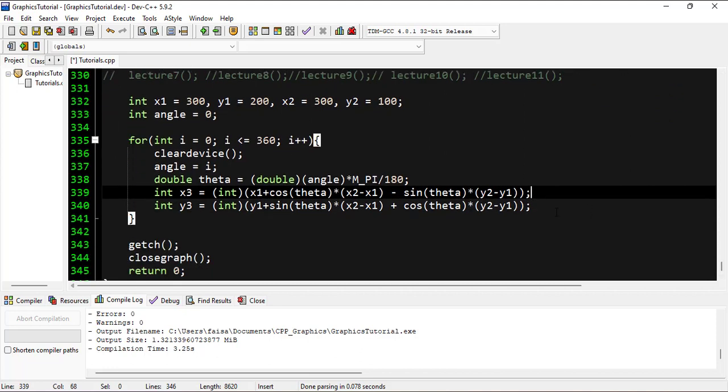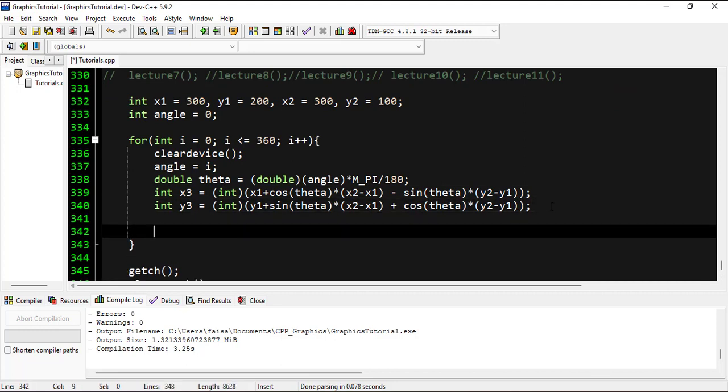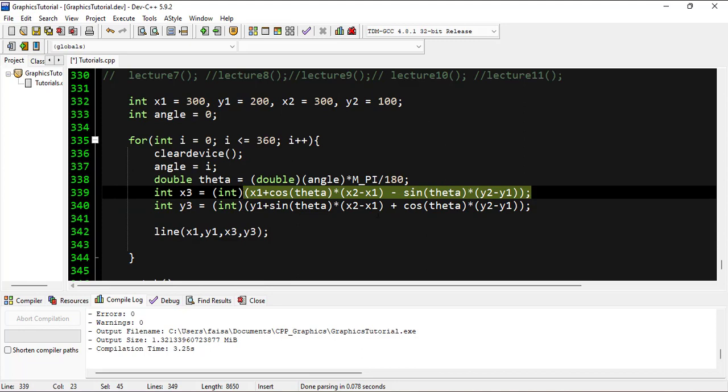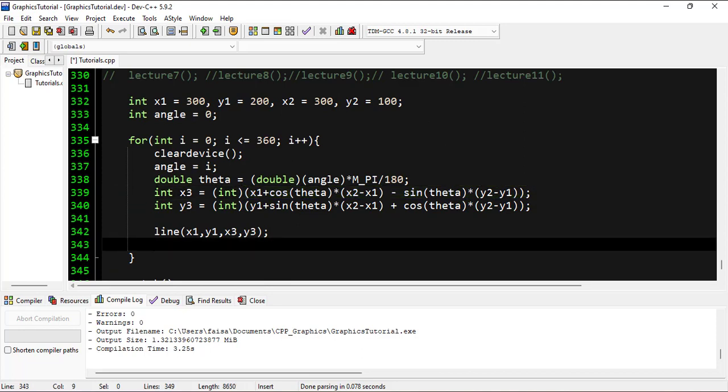So after changing the positions, we will draw a line, and x1 and y1 will remain the same in the whole rotation, and x3 and y3 will change in every rotation. That's why we don't have to put x2 and y2 here, because it would continually give us the same position, and we are changing x2 and y2 over here, right? After this I want to give it a delay of 50 milliseconds. So after every 50 milliseconds we will see the new shape.